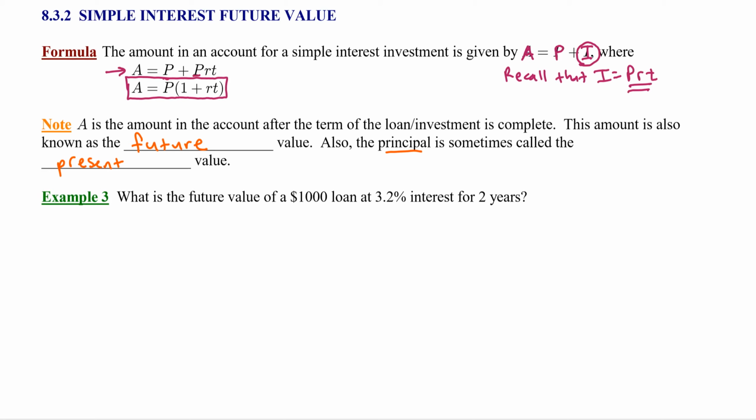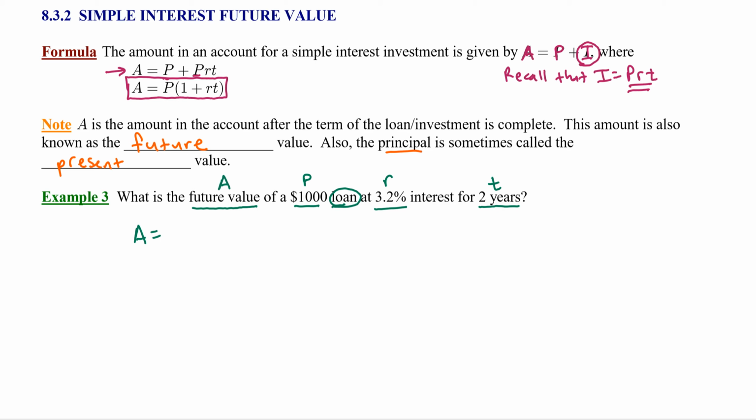What is the future value of a $1,000 loan at 3.2% interest for 2 years? Now keep in mind, this is from the perspective of a loan. Loans and investments are governed by the same equations. The perspective is just a little bit different. So this is a loan and we are borrowing $1,000. So the principal is, in this case, the amount that we are borrowing. The rate of interest is 3.2% and the term of the loan, or the time here, is 2 years. We're looking for the future value, which we call A in the formula.